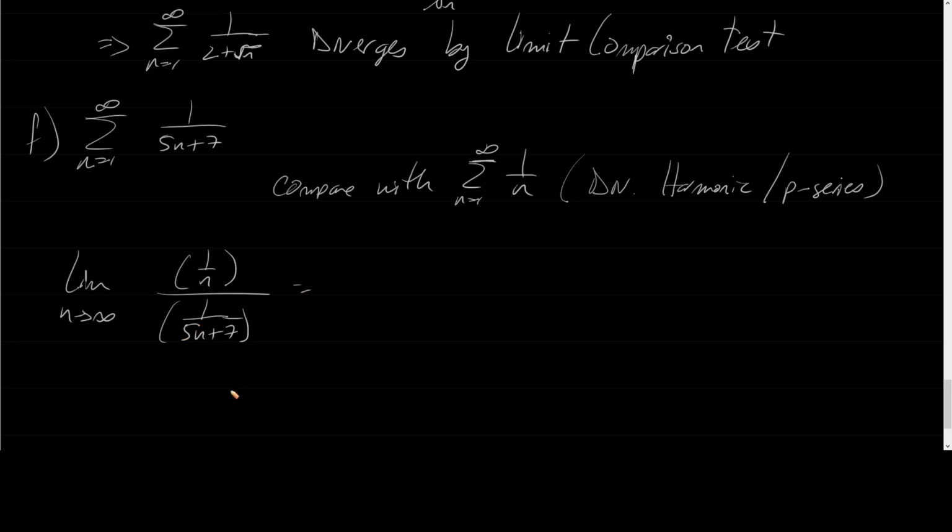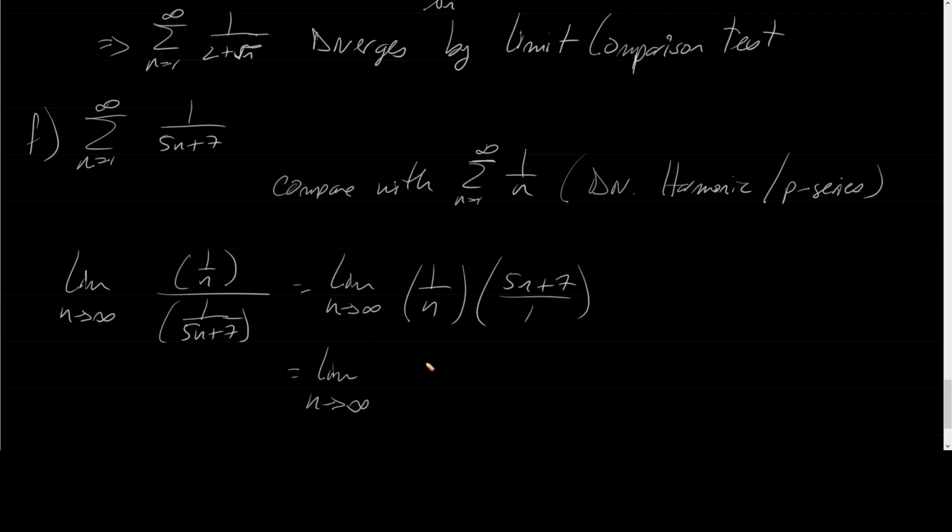At this point we have a fraction divided by another fraction, so that's the same as multiplying by the reciprocal. So I'm going to multiply by 5n plus 7 over 1. And what happens when I distribute that 1 over n here? Because these ones are not doing anything. So I end up with the limit as n goes to infinity of 5 plus 7 over n. And as n goes to infinity, the 7 over n goes to 0. So overall, this limit is just 5.